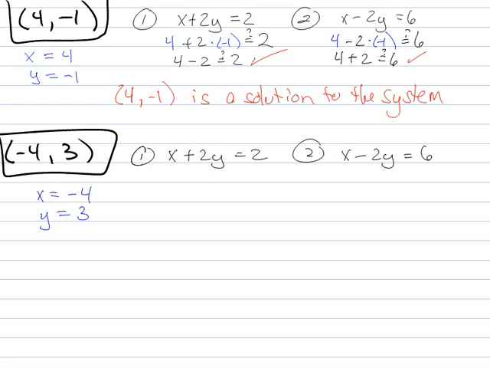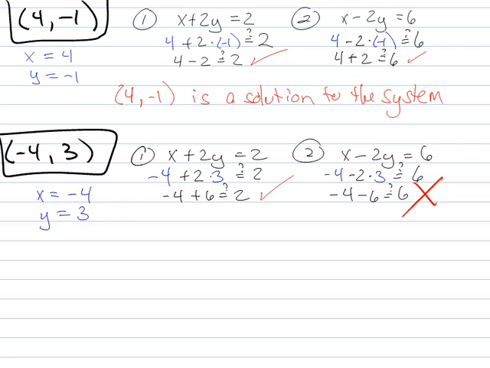x minus 2y equals 6. So I've got x is -4 plus 2 times 3, is that equal to 2? Negative 4 plus 6, is that equal to 2? Yes, it is, so I'll go ahead and test the next one. Negative 4 minus 2 times 3, is that equal to 6? Is negative 4 minus 6 equal to 6? And we'll say no.